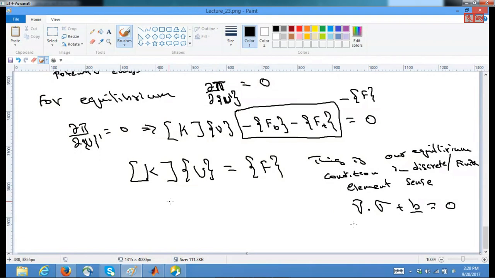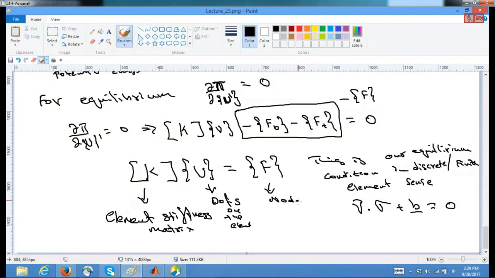So when somebody says equilibrium condition in finite element sense, we will directly use k u is equal to f, where k is element stiffness matrix and u is degrees of freedom on the element, and this is nodal force due to body and tractional forces.